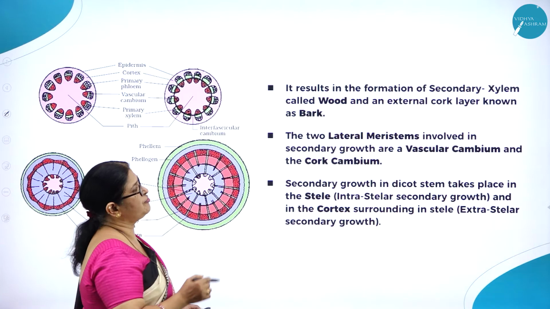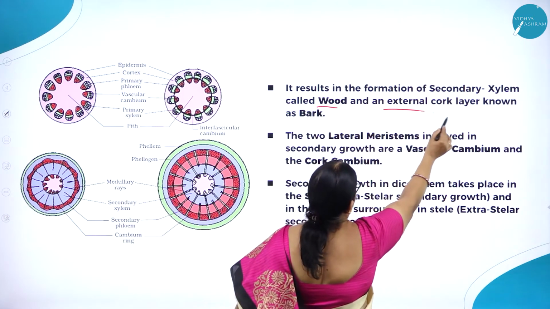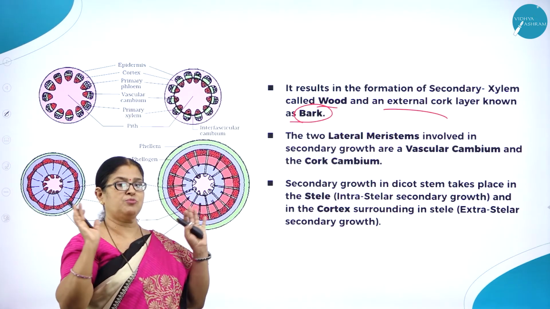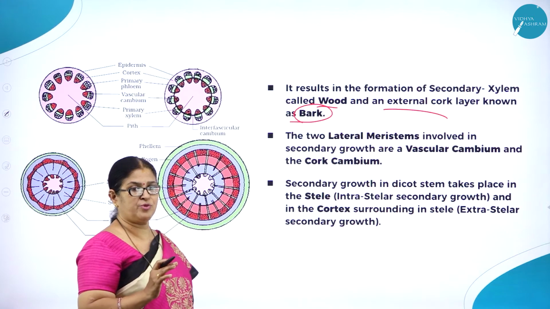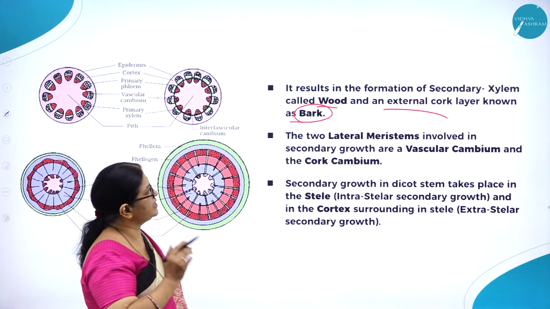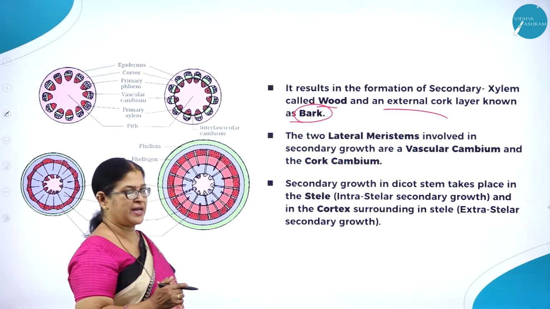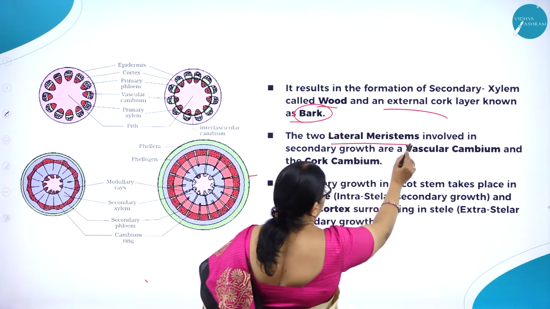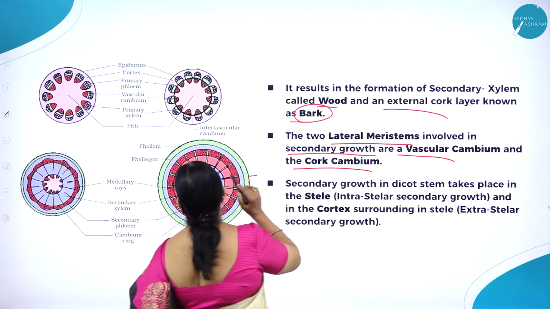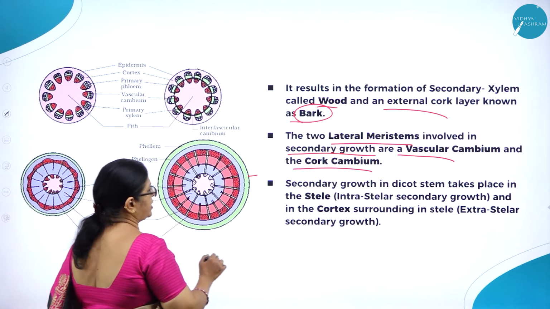So it results in the formation of secondary xylem called wood and an external cork layer called bark. I think all of you know the bark, the outermost covering of a stem. The two lateral meristems involved in secondary growth are vascular cambium and cork cambium.